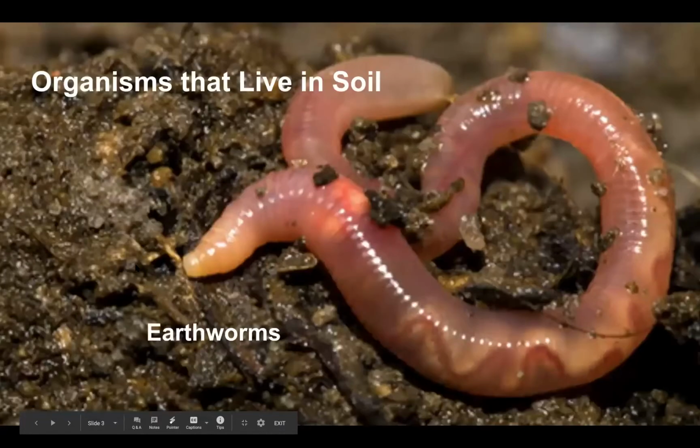And so what else lives in the soil are earthworms. Earthworms do a similar job that ants do. They tunnel through the soil, and they're always turning it over and mixing it up and keeping it aerated and keeping it from becoming too compact or too pressed together, so that plants can grow easily in the soil.